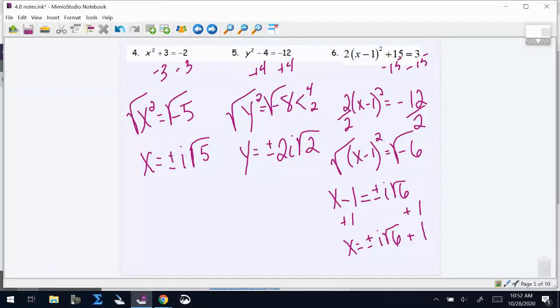So those are all of the ways that we solve with square roots when we have a negative under the radical. A lot of these problems you won't really know if you're going to have a negative under the radical until you take a few steps. So you won't know if there's an i or not in your answer until you're ready to take the square root. And that's the first part of 4.8.